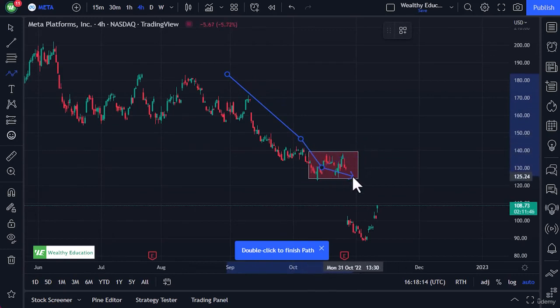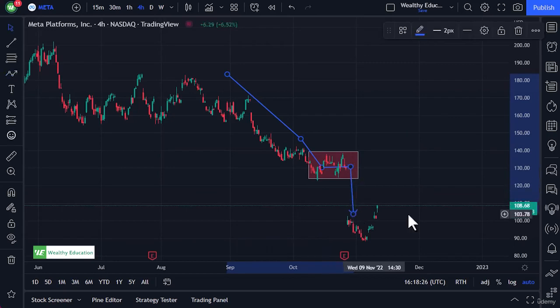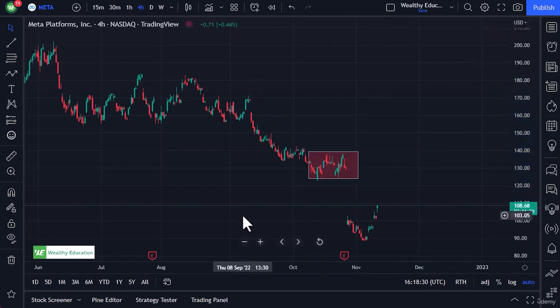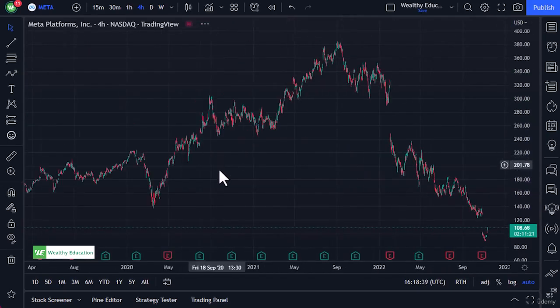we get into here. And the question is, when we go sideways, is it what is known as a continuation or is it a reversal? Well, in this case, it was a continuation. You can see just how far it had dropped. That doesn't always play out, though. Sometimes the pattern can be a reversal.